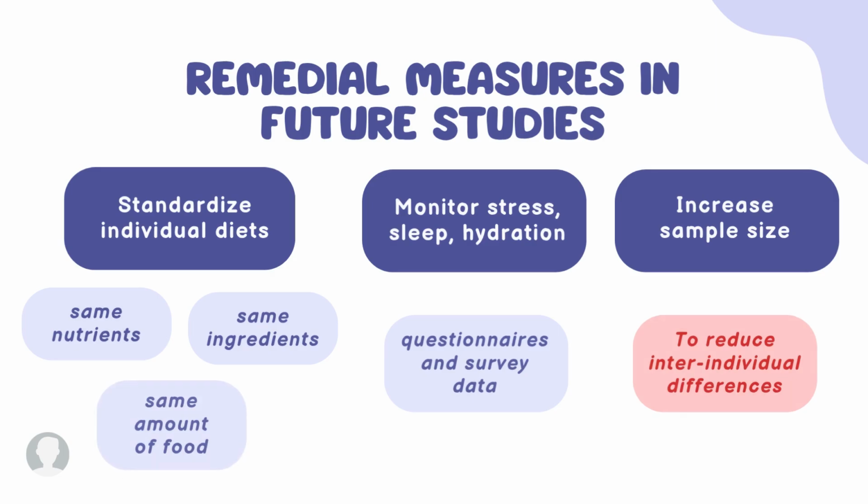To address this in future studies, we could standardize participants' diets by providing controlled meals with consistent nutrient levels, ingredients, and portions. We could also monitor sleep, stress, and hydration daily using questionnaires and factor these variables into our analysis. Lastly, using a larger sample size could help minimize inter-individual differences and improve the robustness of our results.